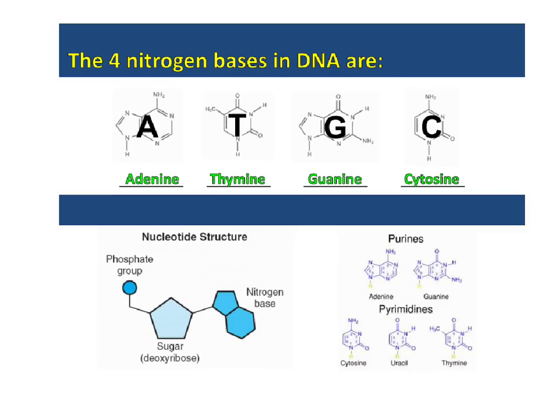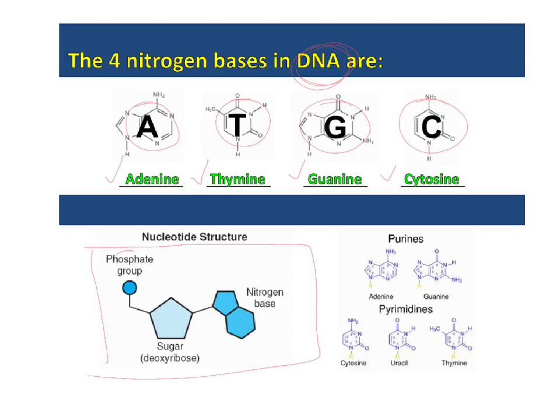The four nitrogen bases in DNA are adenine, which is shown with an A, thymine, which is shown with a T, guanine, which is shown with a G, and cytosine, which is shown with a C. A, T, G, C are the four nitrogen bases in DNA. And again, here's our nucleotide structure down here. We have our phosphate group, our sugar, which in DNA is deoxyribose, and one of four nitrogen bases that could either be an A, a T, a G, or a C. So here's my nitrogen base, and it can be one of those four.